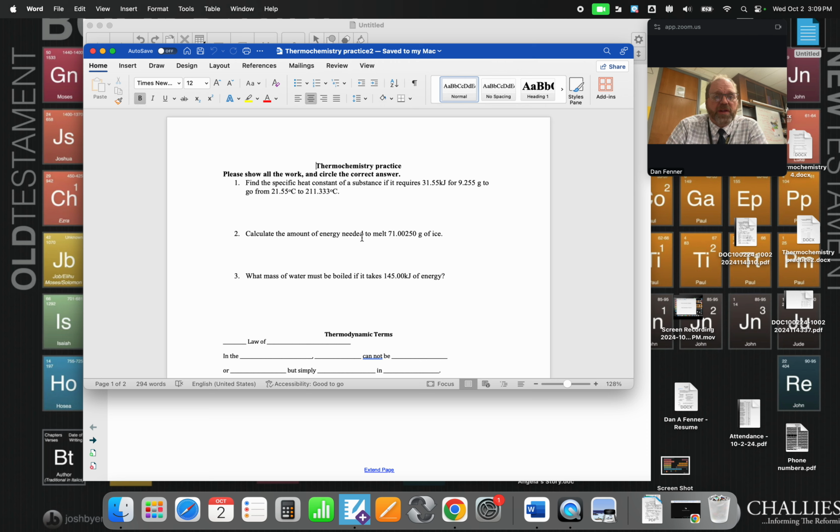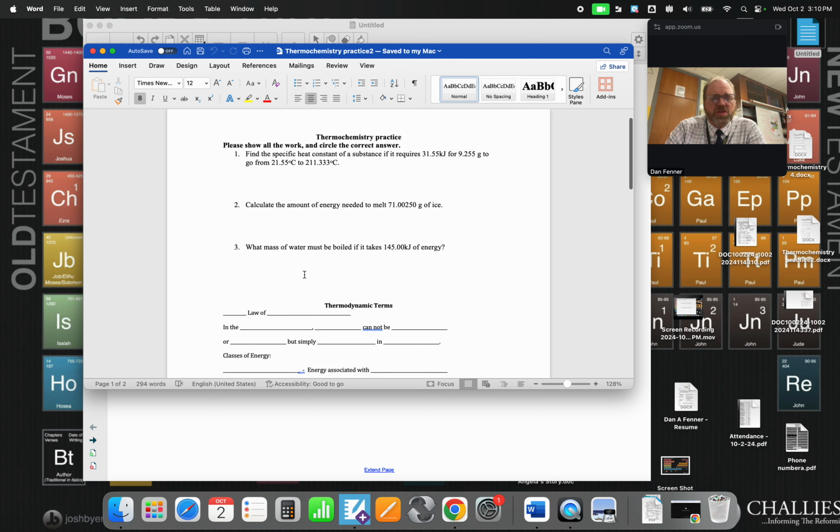Number 2, calculate the amount of energy needed to melt. So we're melting, that's C of F. Delta H of F, enthalpy of energy needed to melt. And then number 3, what is the mass of water to boil if it takes 145.00 kilojoules? We're going to convert the kilojoules to joules. We're going to find the mass using the C of V and the delta H of V.